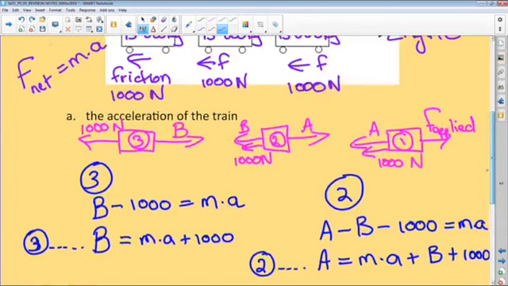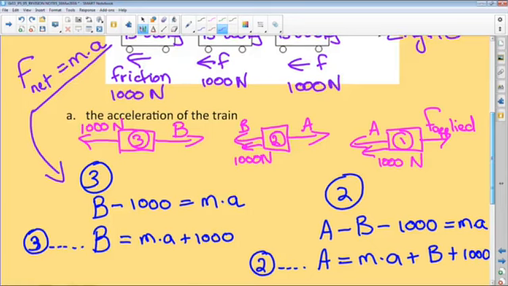Let's just look at our pictures again. Where did I get this from? I've got B acting in the direction to the right. I've got 1000 acting to the left. And I used Newton's second law, F net equals MA. So that is where I'm getting all of these equations from. I'm just using the information that I've been given.